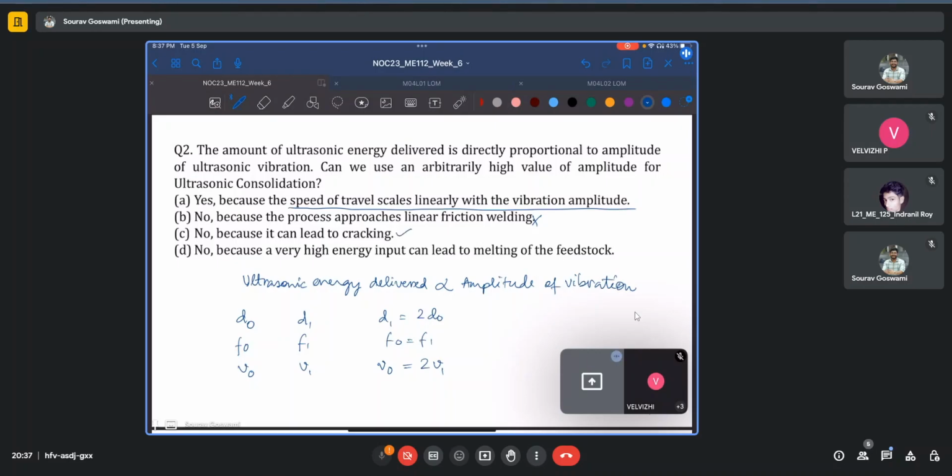And also if the energy input is very high, it may also lead to melting of the feedstock, which is undesirable as this is a solid state diffusion process. So both options C and D are suitable, and thus an arbitrarily high value of amplitude cannot be given even if it is possible to achieve such values.